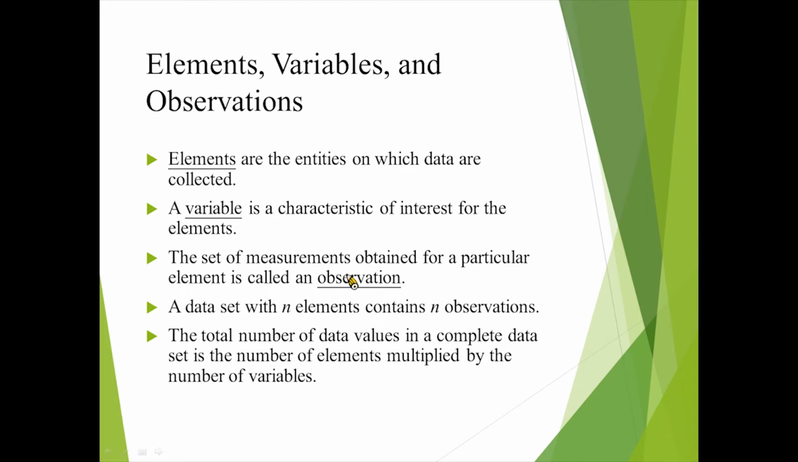Okay, so in the data you can see the element. This is the entity, the data you collect, and the next one is a variable. We will talk about the variable. In your research, maybe you define a research question, and the research question may come out of a variable, like what's your age. The age, this is the variable. The set of measurements obtained for a particular element is called the observation.